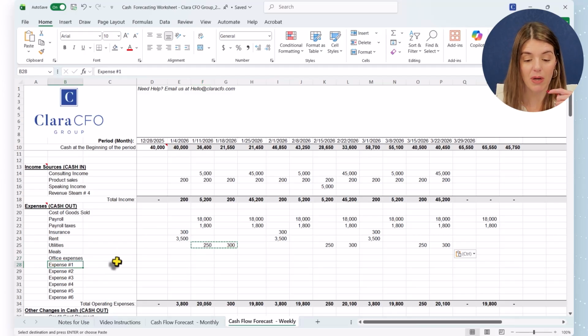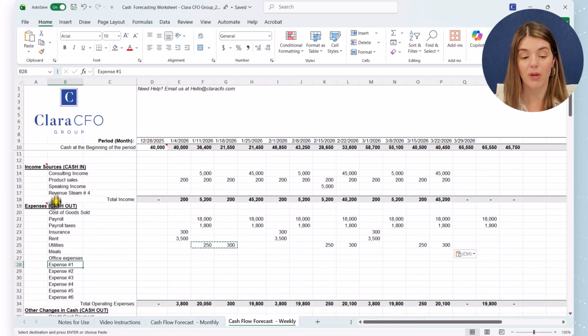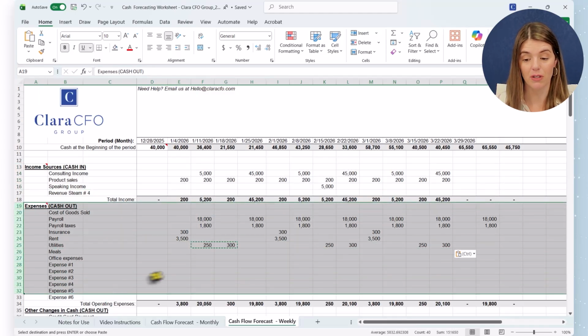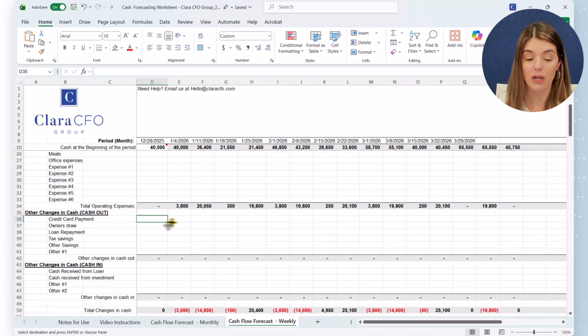One thing that we might have on here is something like a credit card payment. So we have income, and this is stuff you're going to find on your profit and loss statement. But we also have other cash out, which is going to be more like your balance sheet transactions, and then other cash in. So for things like a credit card payment, maybe you are trying to pay down your credit card and you're trying to be a little bit more aggressive about it.